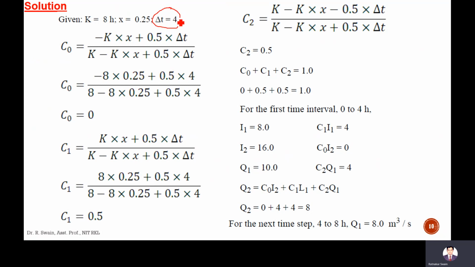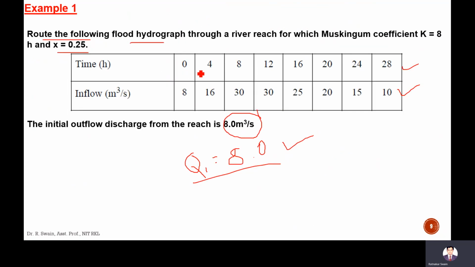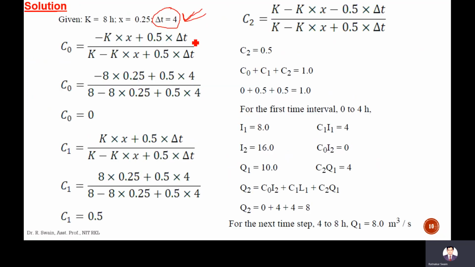Okay, delta T is chosen as 4 hour. I think it must be satisfying this K and 2Kx condition. We should choose that accordingly. Here the data is given at 4 hour duration gap, so that's why it is taken 4 hour. I think it must be within the range of K and 2Kx.